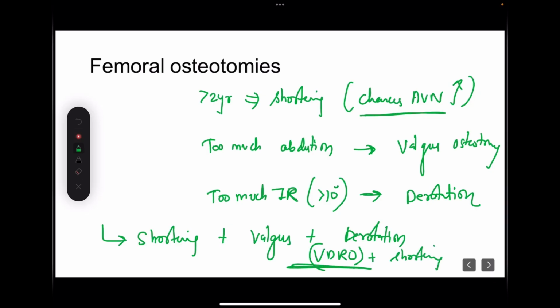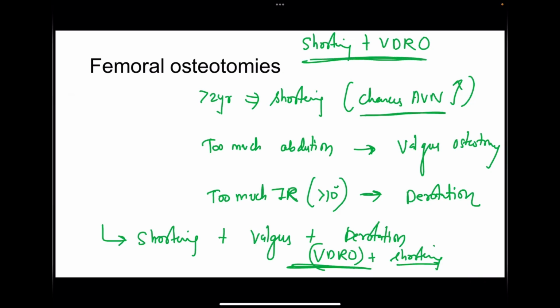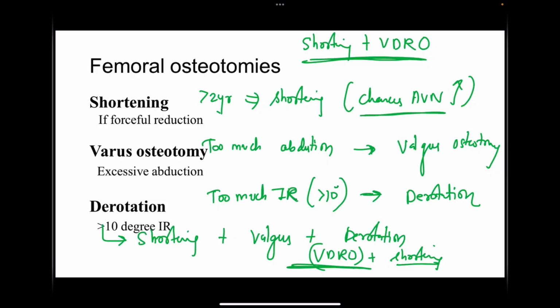Shortening is always required whenever the age of the child is more than 2 years. So most of the time the femoral osteotomy that is needed is shortening plus VDRO, and this is the treatment plan you might have seen on most of the OPD cards of these patients: shortening plus VDRO. This we have already discussed.